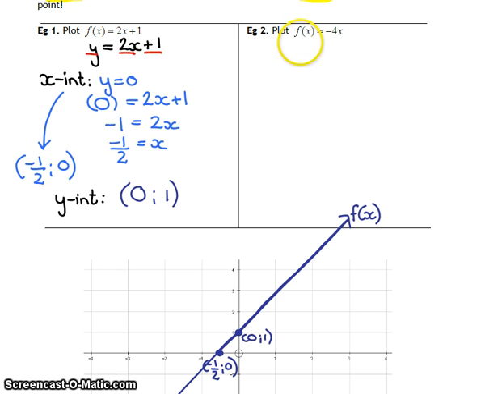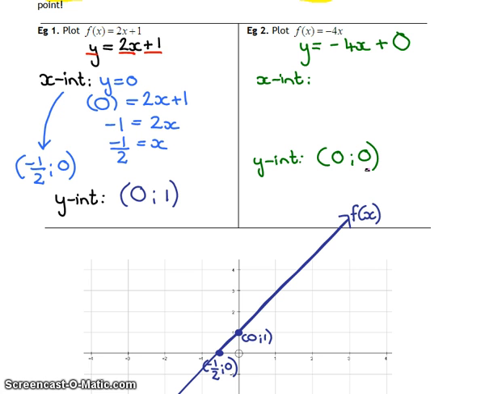Example 2 says we're plotting f of x, which is y, is equal to negative 4x. I would take the same approach here. I would find the x-intercept and the y-intercept. In this graph, I can immediately notice that there's plus nothing at the end, which means my y-intercept is x is 0 and y is 0, which means that will also be the same as my x-intercept. Clearly, this graph is going straight to the origin, and therefore the two intercepts are not enough to draw this graph.